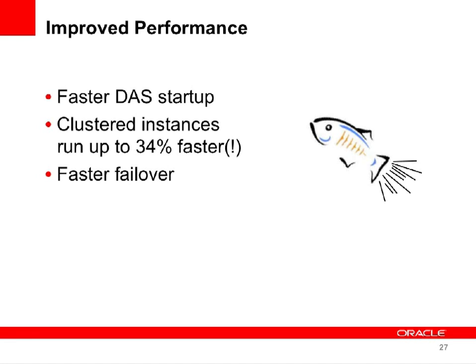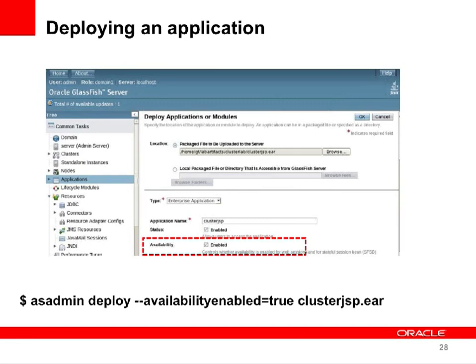And I've already mentioned faster failover. Because we use the consistent hashing algorithm, we always know exactly which instance hosts replicated or backed up data, and the load balancer is able to take advantage of that information.